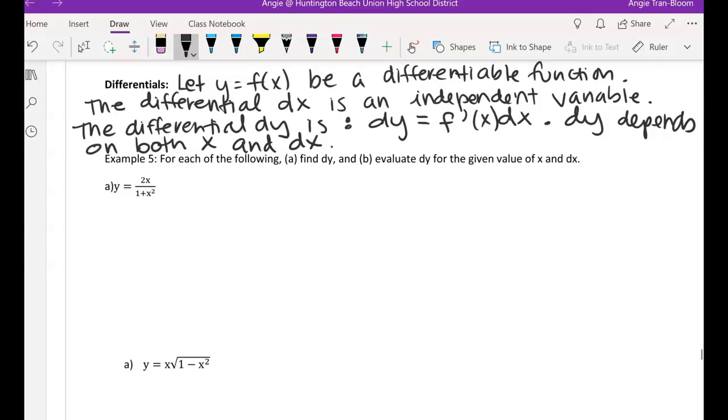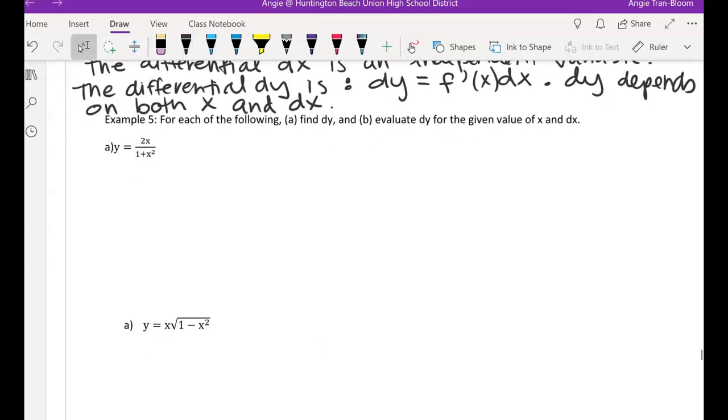So let's try to exemplify and apply this rule. Example 5: for each of the following, find dy, and b, evaluate dy for the given value of x and dx. So example A, and I forgot to give you what x is. X is going to be negative 2 and dx is given to you as 0.1.